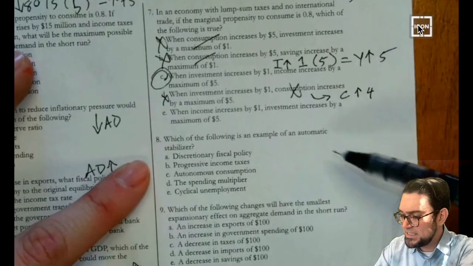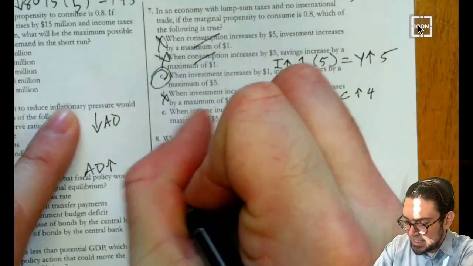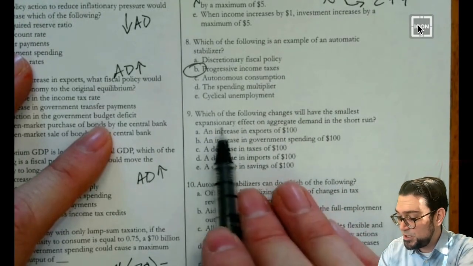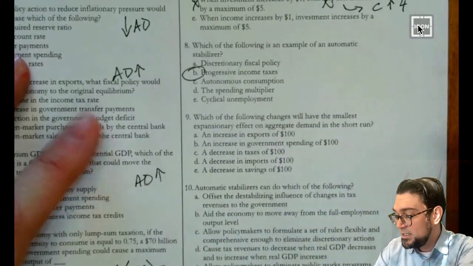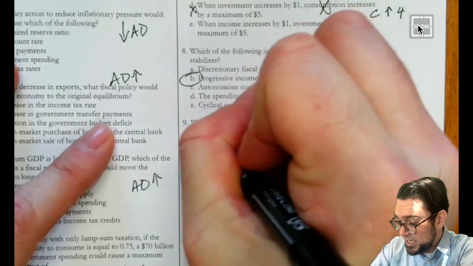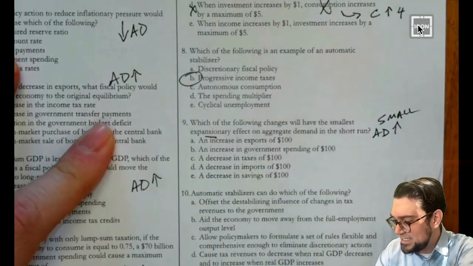Number 8, which of the following is an example of an automatic stabilizer? So let's just pick one. What do we got? Progressive income taxes, that's the most common example. Number 9, which of the following changes will have the smallest expansionary effect on aggregate demand in the short run? So what's going to do the smallest amount of change? And it's going to expand. So we are looking for something with a small increase in AD.